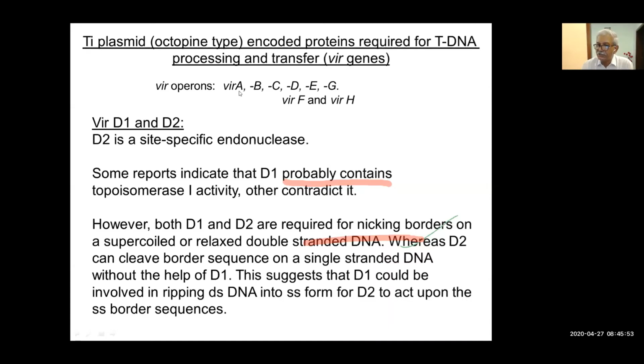We will talk about Vir-E, Vir-G, Vir-F, and Vir-H, four more virulence genes later on. But at this point, you must remember that VirD produces two different types of proteins, VirD1 and VirD2. VirD2 is involved in producing the cut, while the association of VirD1 improves the efficiency of VirD2, but it is not essentially required for producing the cut, so VirD2 alone can do it.